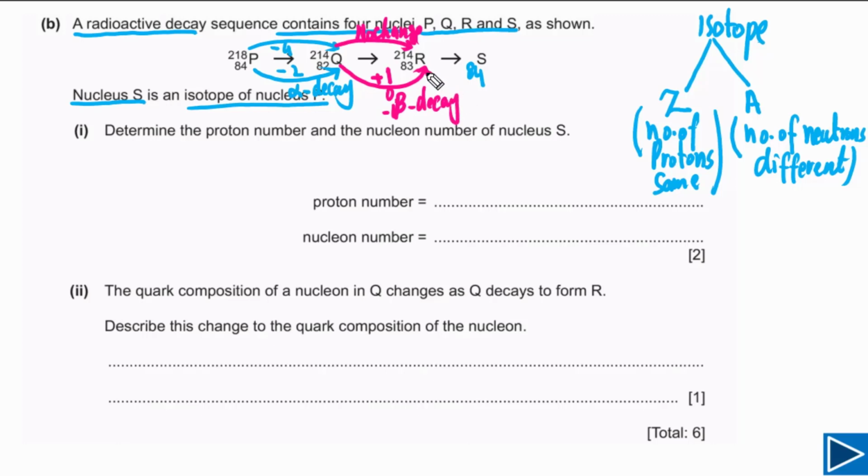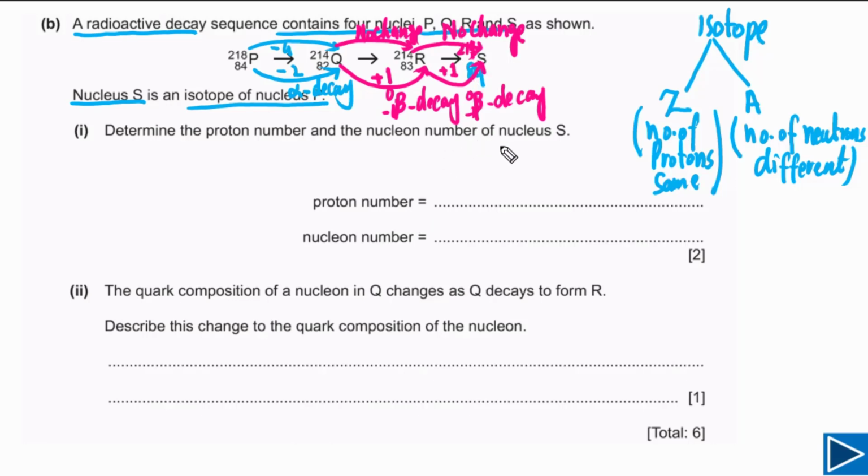Now we need to understand what is happening from R to S. If we go from R to S, the atomic number increases by 1. If the atomic number increased by 1, it simply means this is also beta minus decay. In beta minus decay, the mass number does not change. So these are the basic things we need to understand. Now if the mass number does not change, the mass number of S is the same as the mass number of R. So we can write down here the mass number for S, this is 214.